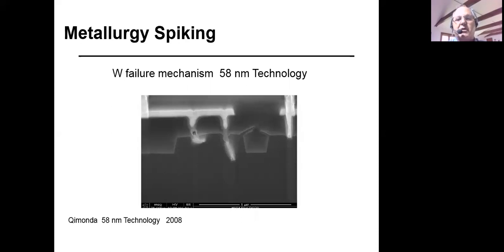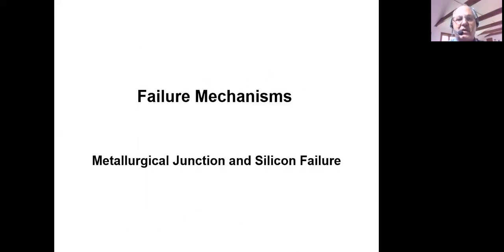Here's an example of the tungsten failure again, and you can see the triangular thing in the middle is the shallow trench isolation. You can see that the tungsten actually goes into the silicon and starts to try to work its way around the shallow trench isolation.